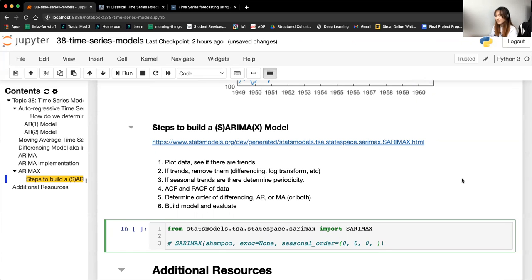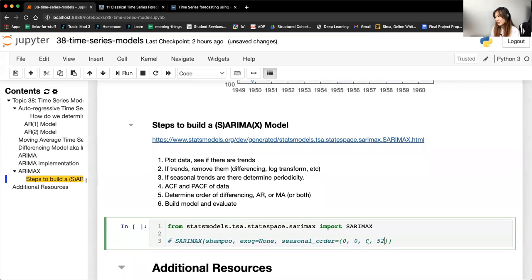So yeah, if it's weekly, I guess 50. I always forget how many weeks are in a year, but I think it's 52. So yeah, that is something that you can also incorporate. And yes, these numbers are the same, your PDQ. And then this will just take into account the repetitive patterns.